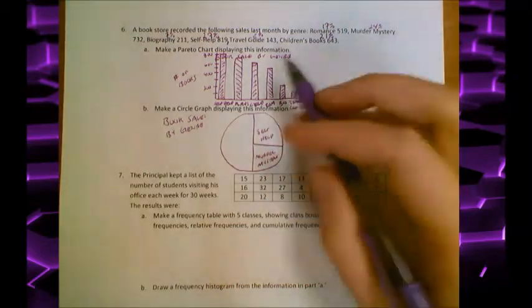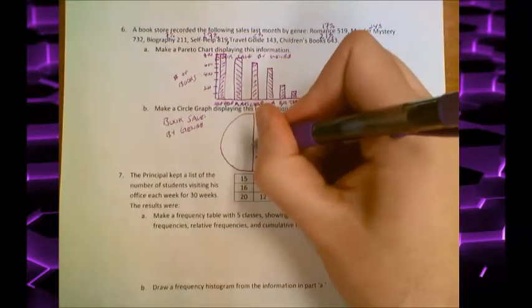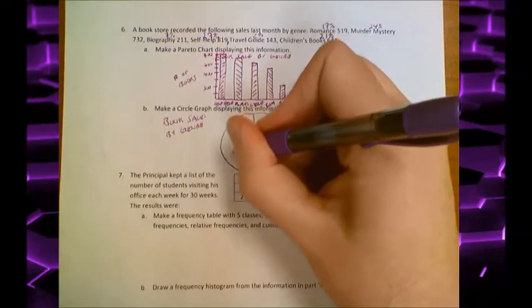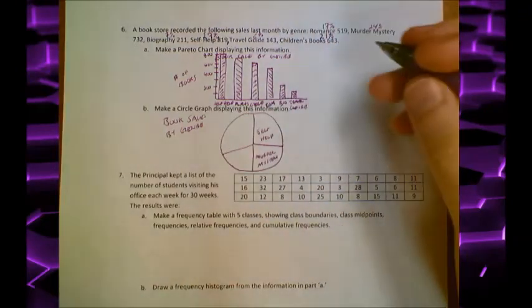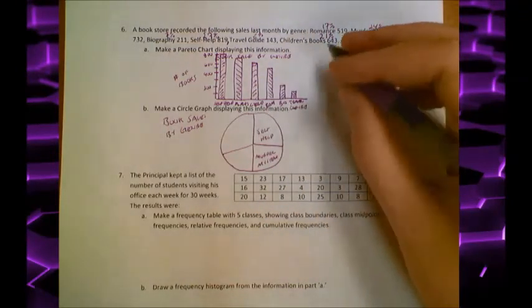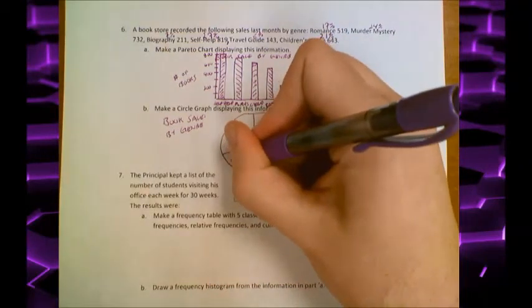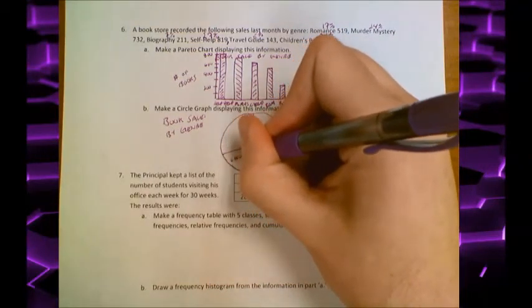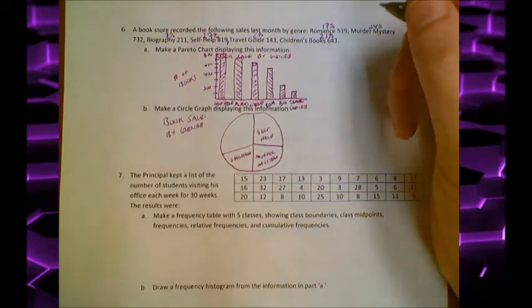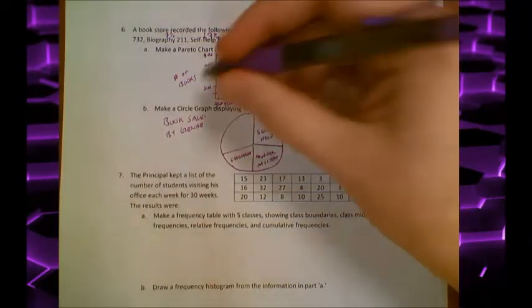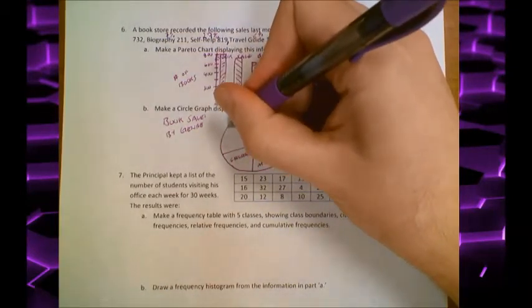And then our next region is 21, so a decent amount off of a quarter. So that's going to be our children's book. And then we're out to romance, which is a little bit smaller region than the one we just drew.